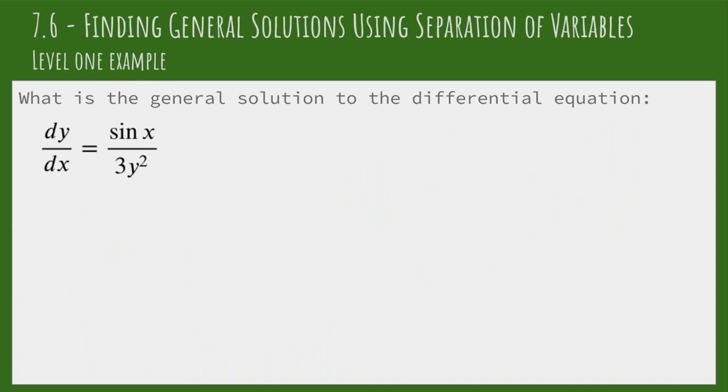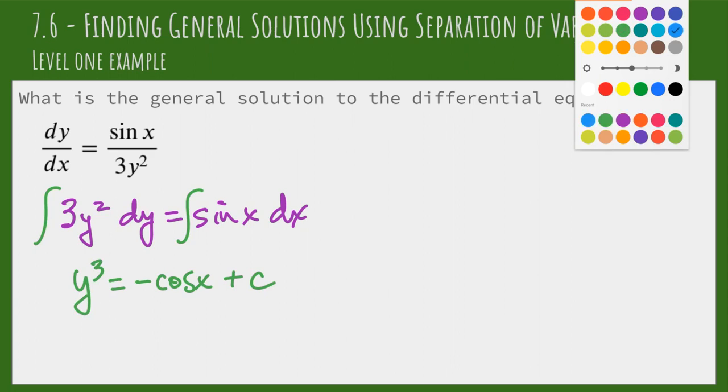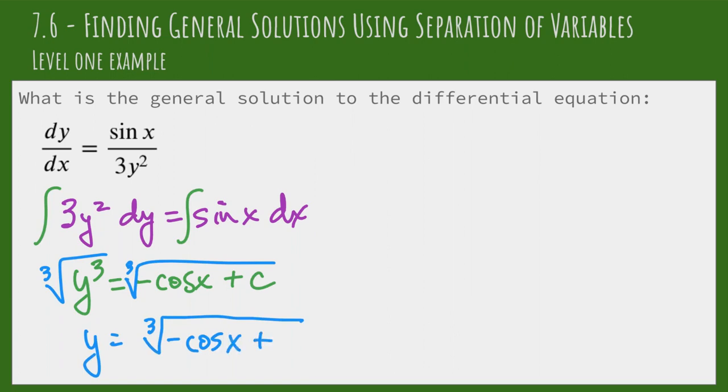Okay, fairly straightforward here. Separate variables by multiplying by dx and multiplying by 3y squared. So we get 3y squared dy is equal to sine of x dx. Take the antiderivative on both sides. We get y cubed is equal to the opposite of cosine of x plus c. Then we're going to take the cube root of that. We get y equals the cube root of the opposite of cosine of x plus c.